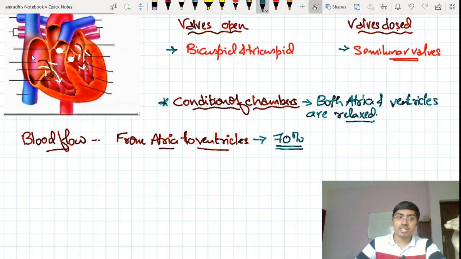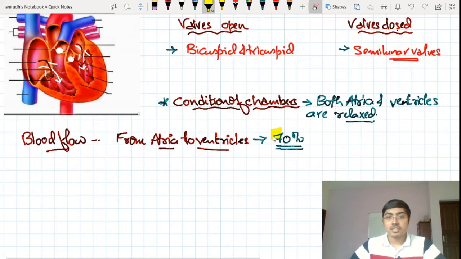The 70% of the blood in the right atrium will go to the right ventricle, and 70% of the blood in the left atrium will go to the corresponding left ventricle. This is what is happening over this particular time. So the 70% value is very much important.